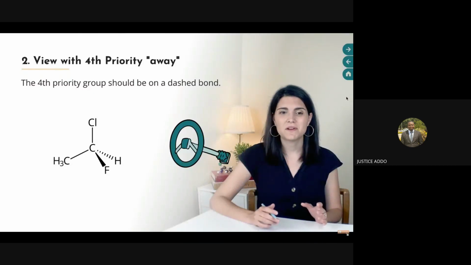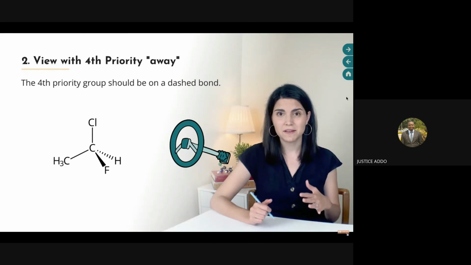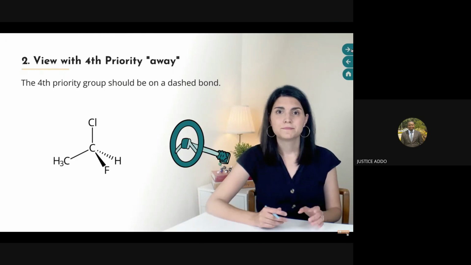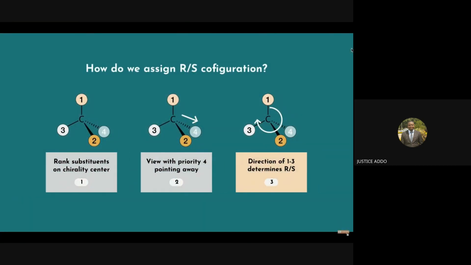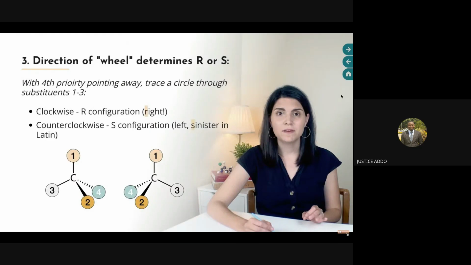For now, we're going to move on to the next step, and we're only going to use examples where the 4th priority group is on a dashed bond, but later I'm going to give you a ton of strategies to use for cases where you don't have the 4th priority group pointing away from you. With the 4th priority group pointing away from us, we can then draw a circle tracing through groups 1 through 3. On this molecule, I would start at the number 1 and then draw my circle through 2 and 3.